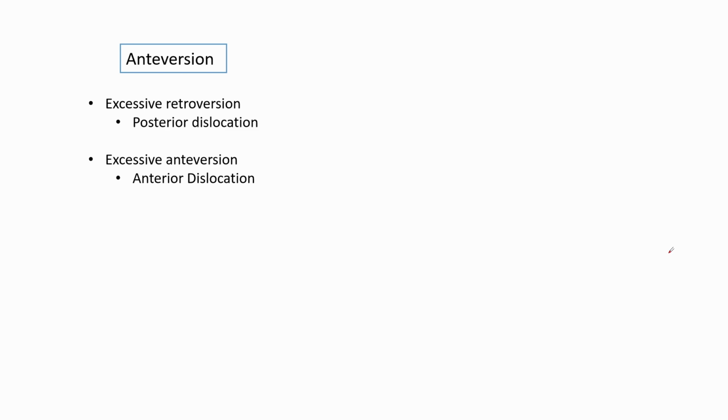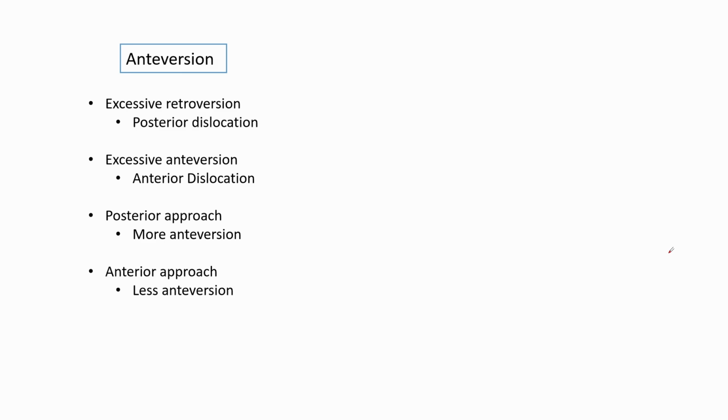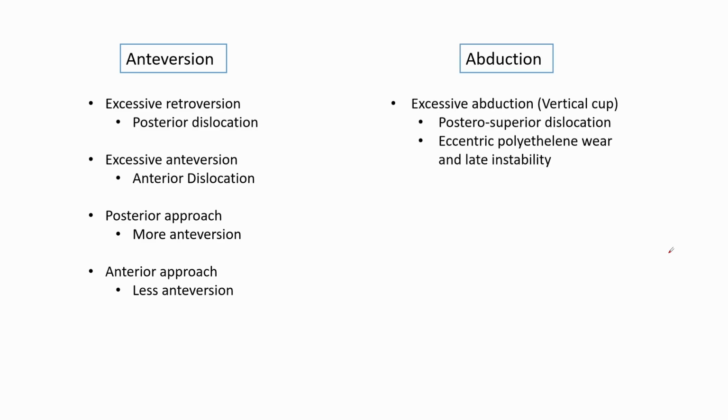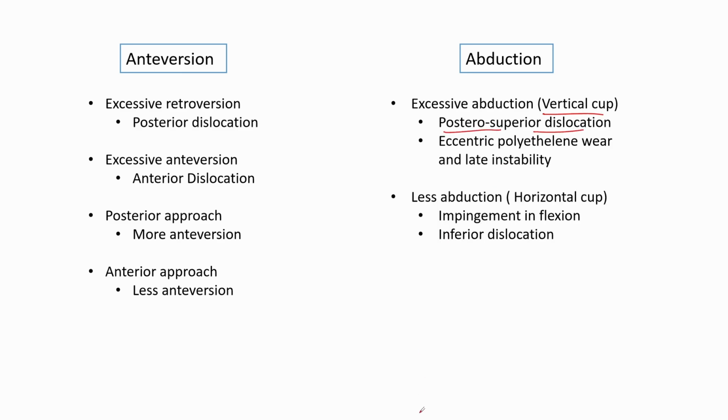Now, some points about anteversion. Excessive retroversion may lead to posterior dislocation, and excessive anteversion may lead to anterior dislocation. So, in posterior approach, the chances of posterior dislocation are high, so we want a little more anteversion, and in anterior approach, we want less anteversion. In abduction, an excessive abduction is called a vertical cup, and the chances of posterior-superior dislocation are high. Whereas in case of less abduction, it is called a horizontal cup, and the chances of inferior dislocation are high in these cases.